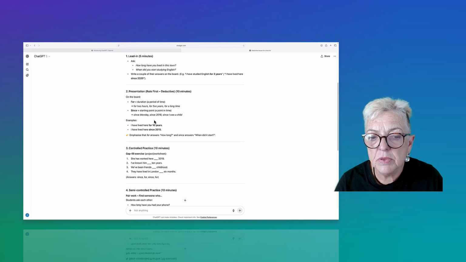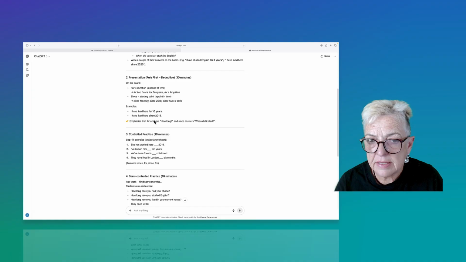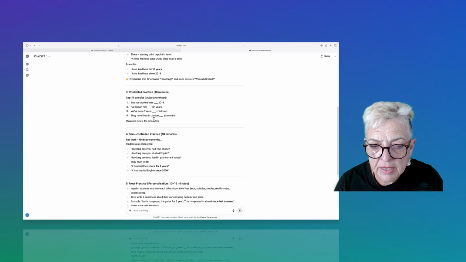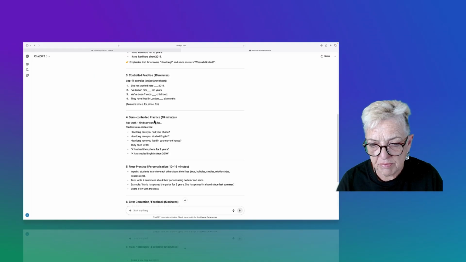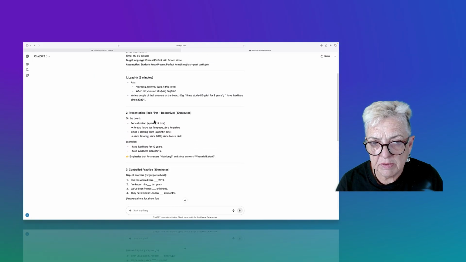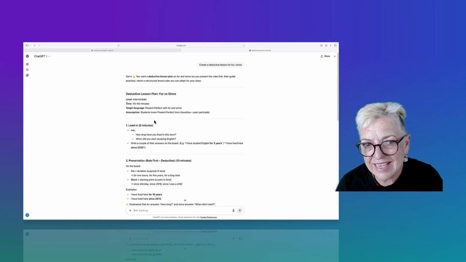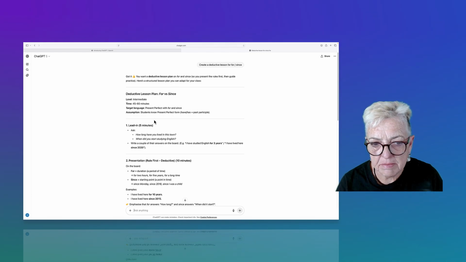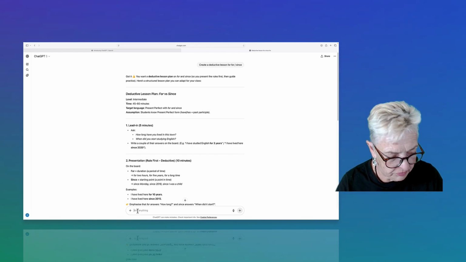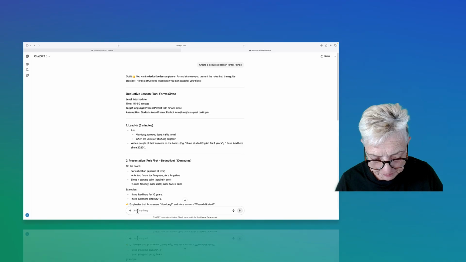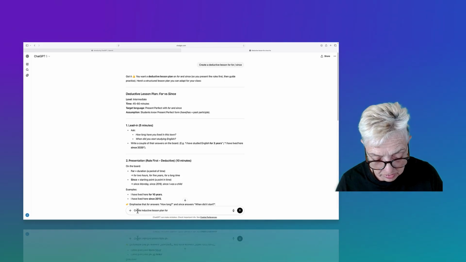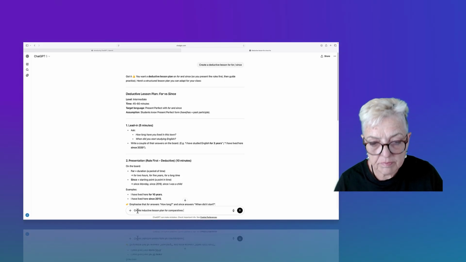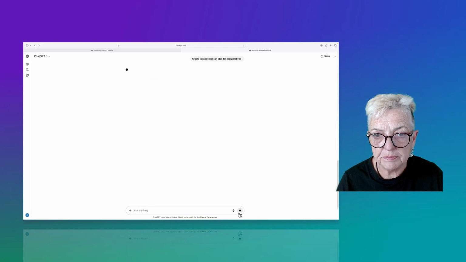We've got examples, we give them controlled practice and another practice. So we're moving down so that finally they're doing a freer practice of the language that we've presented. A classic deductive lesson plan for and since. Okay, create inductive lesson plan for comparatives. Okay, let's have a look.